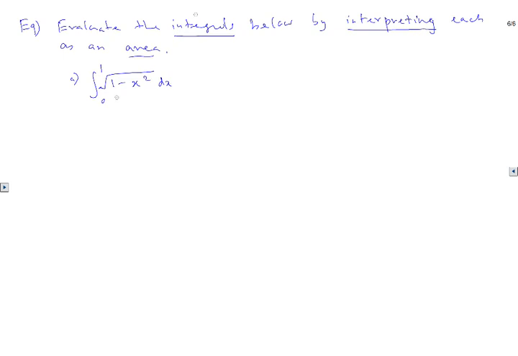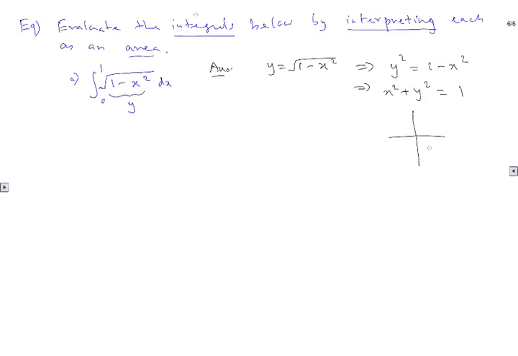Any ideas? So this is the y coordinate or the height, right? So the answer, so I'm going to do it here. So y equals the square root of 1 minus x squared. If you square both sides, you get y squared equals 1 minus x squared. That means x squared plus y squared equals 1. What does this mean? This means the circle, the circle with radius 1.